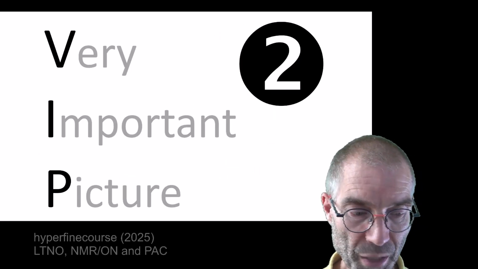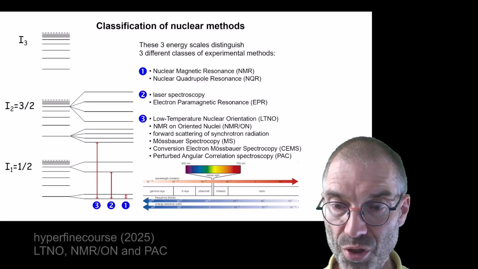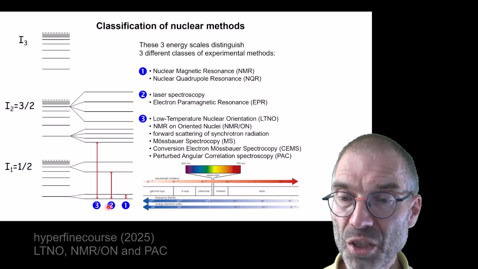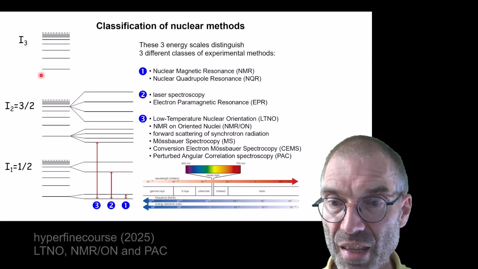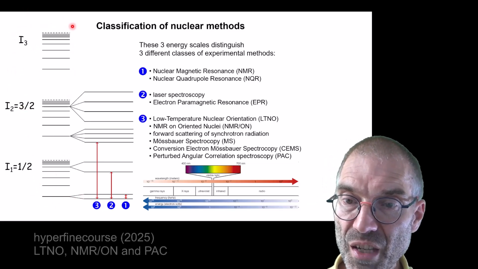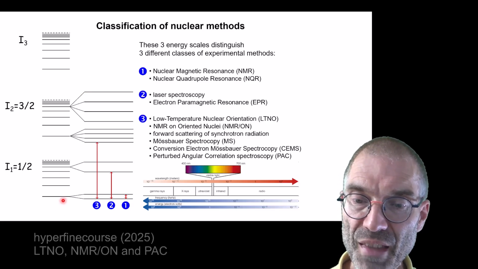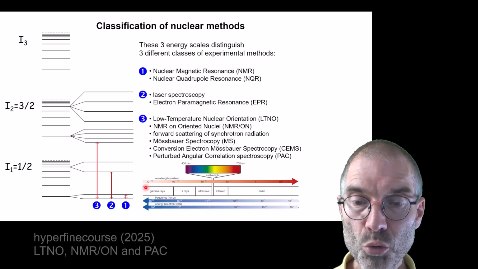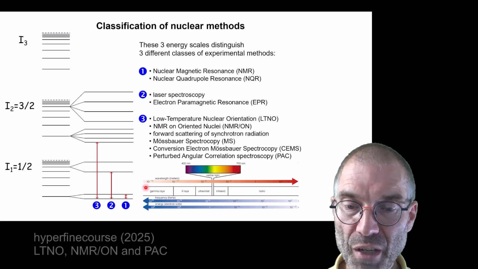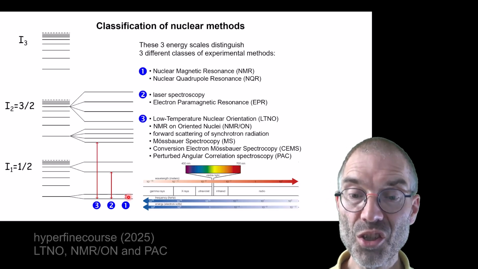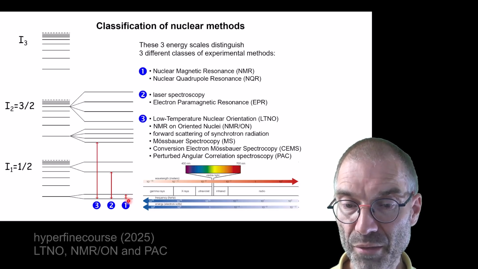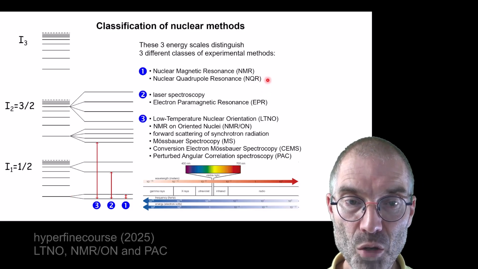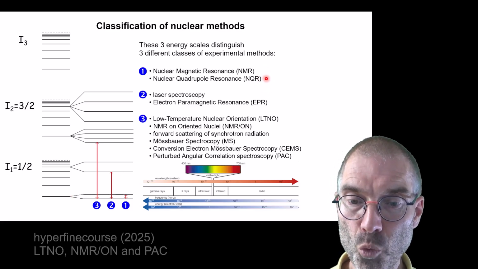The very important picture number 2 was a reduced version of the very important picture number 1, where we show here at the left hand side all these lines are fine structure levels, and at the right hand side we show hyperfine levels. And now we look at transitions between hyperfine levels. If we have transitions between 2 hyperfine levels that belong to the same fine structure level, then we have our experimental methods of type 1.